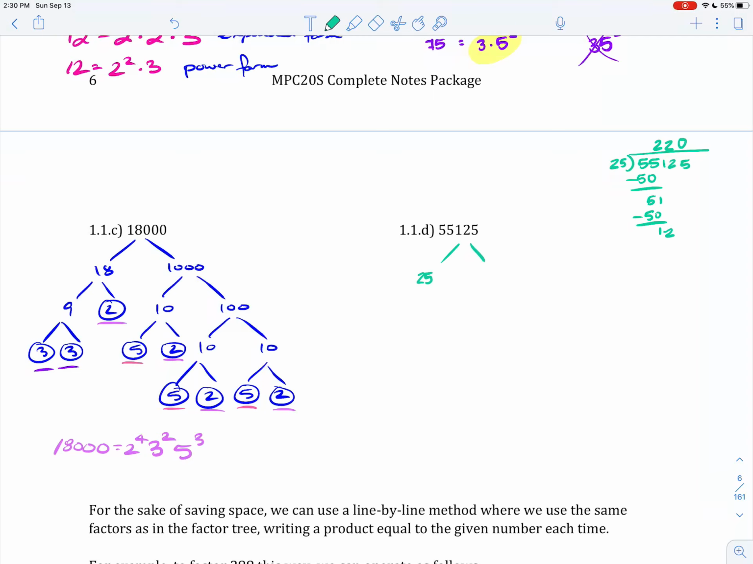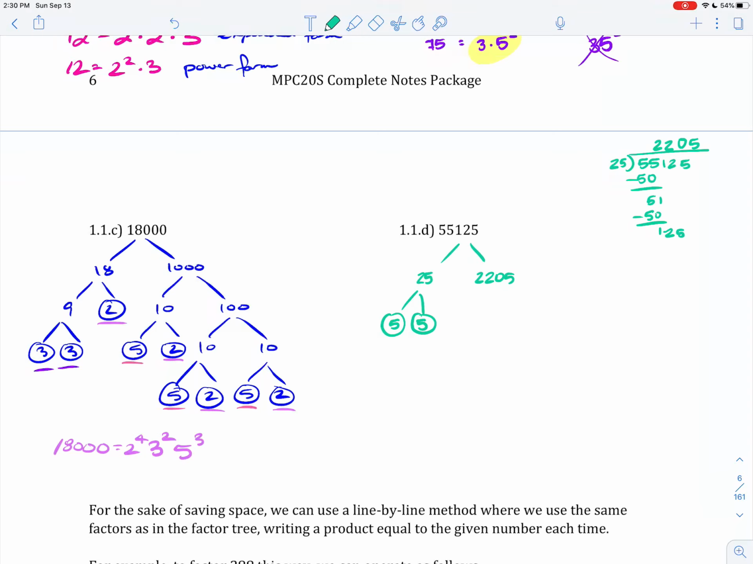25 does not go into 12. But 25 goes into 125 5 times. So my product here is 25 times 2,205. I'm going to go ahead and break down that 25 into 5 times 5, and those are both prime.